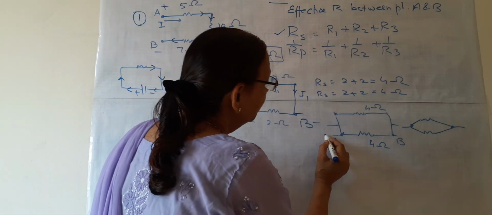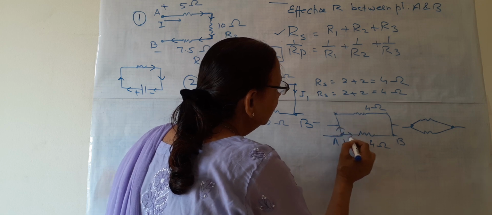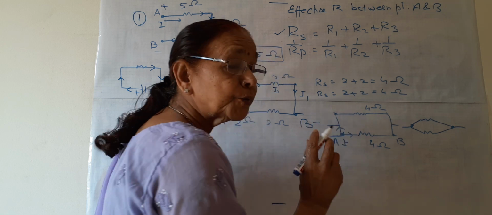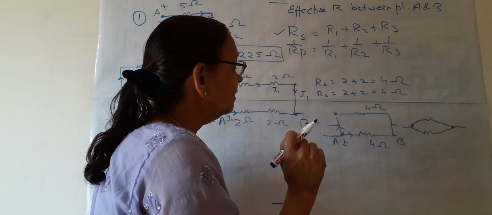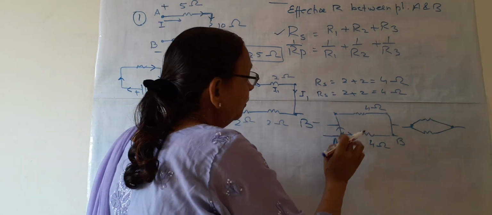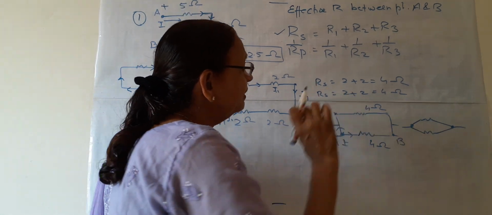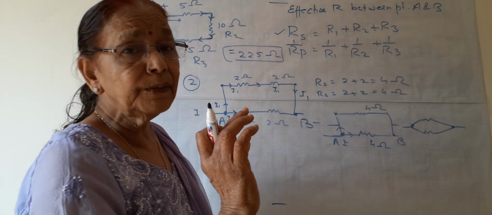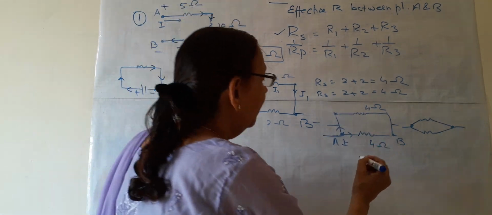Why parallel? Because the current which is going from here is dividing, it has two paths to go. Some current is going here, the rest of the current is going here. So when there is a division of path, a division of current, then we say the resistors are in parallel. So these two are now in parallel.